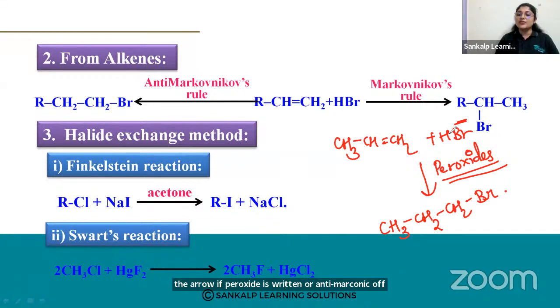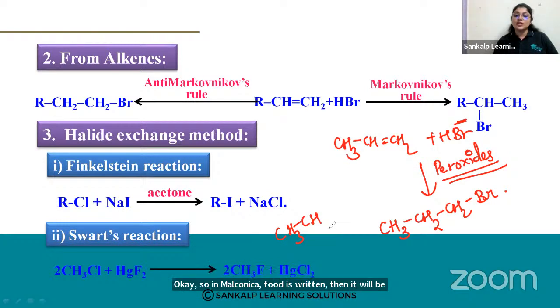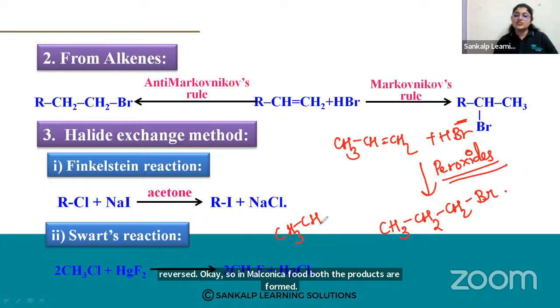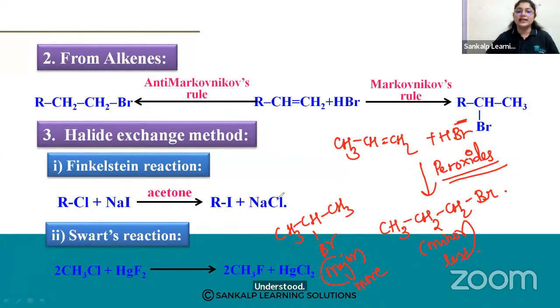Okay. So in Markovnikov rule, both the products are formed. This product is also formed, and CH3, CH3, CH3 also is obtained, but this is the major product and this is the minor product. So the yield here will be more and here it will be less. So this is Markovnikov rule and anti-Markovnikov rule. Understood? Okay.